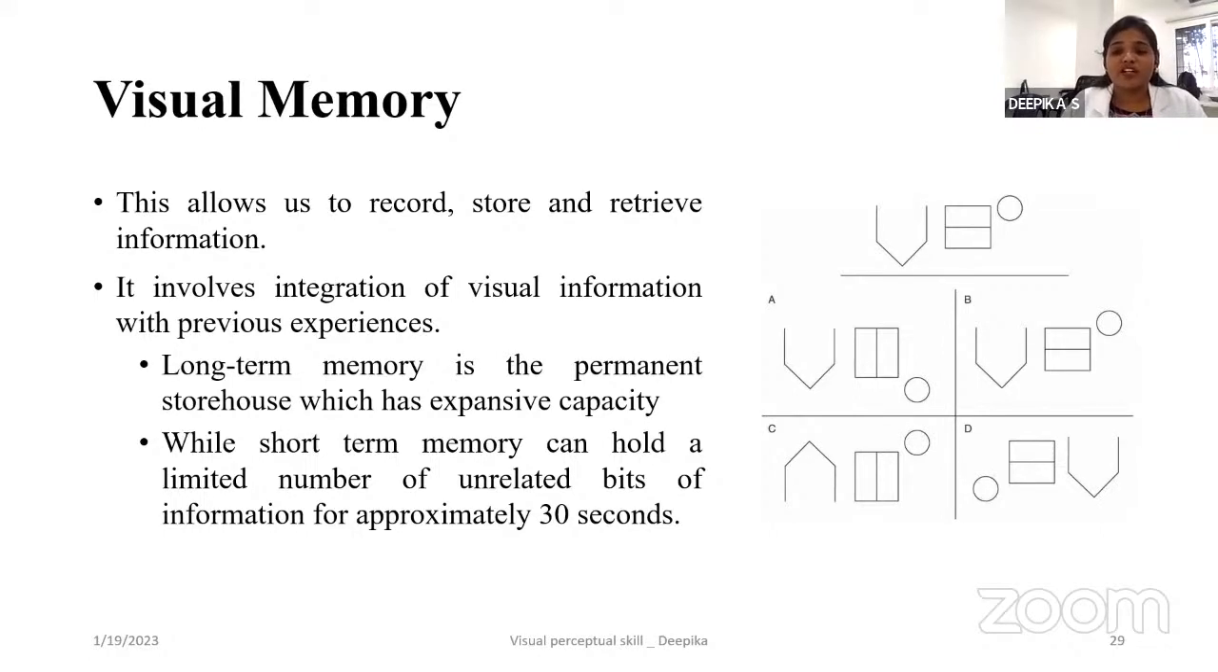In this picture, we could see one top picture. First we ask them to look at the top picture for 20 seconds, and then we close it and ask them to find the same picture among the four options. This is the activity that we could give for visual memory.